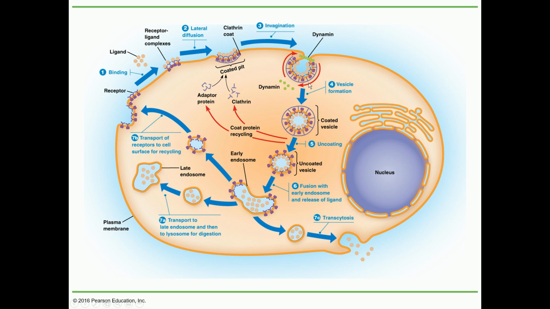This will lead to the recruitment of more proteins like adaptor proteins, dynamin, and clathrin. All these proteins help in the formation of curvature and invagination, and the vesicle is eventually going to pinch off and form a vesicle like this. Because it has all these proteins on this side, these are called coated vesicles. Then uncoating will take place, and all these proteins will be recycled back.